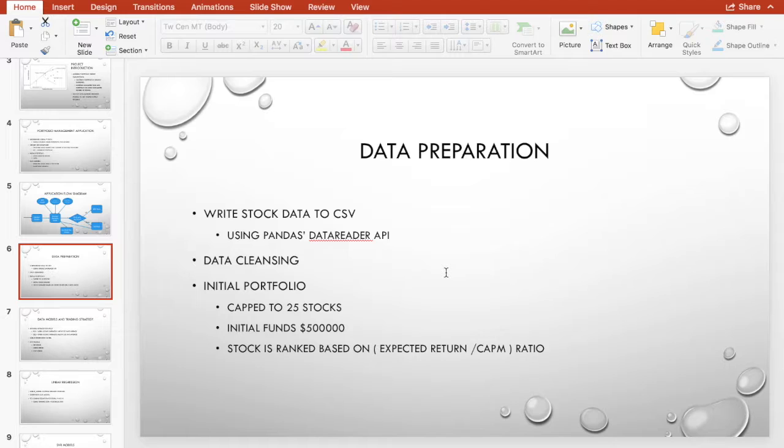Here, I want to talk about the data preparation step. First of all, I use the Pandas data reader API to write the stock data to a CSV file. The reason is so that I can retrieve the data from my local hard drive instead of going to the web every time I run my simulations. And apparently there's some data cleansing that I have to do, mainly to handle the missing values of the data set.